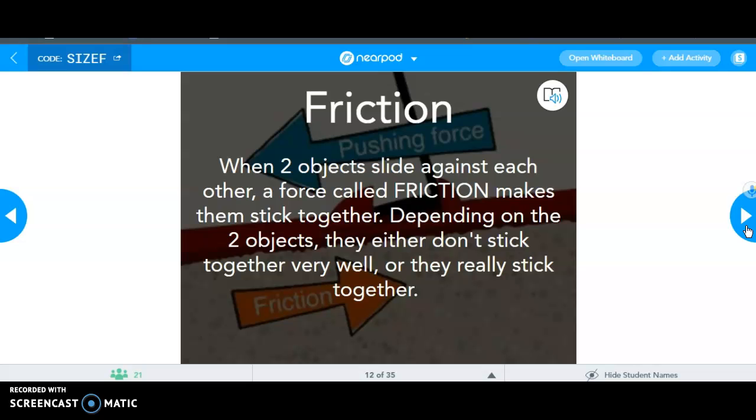It's been a while. So friction, again, when two objects slide against each other, friction kind of makes them stick together.